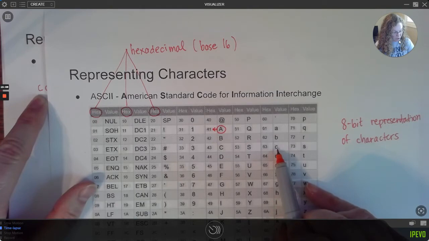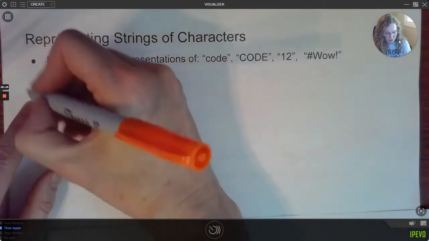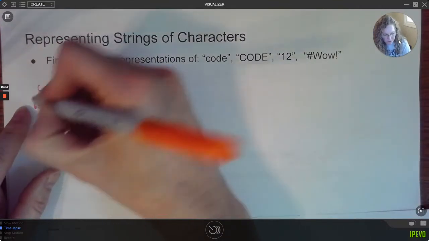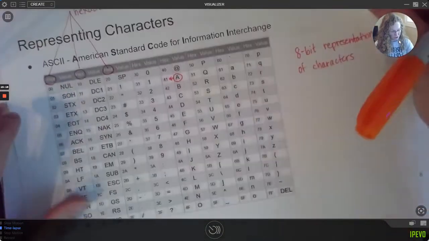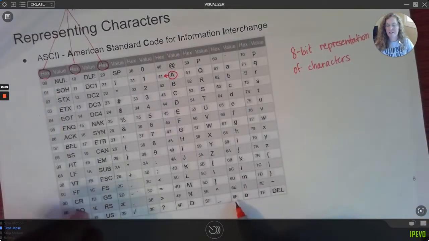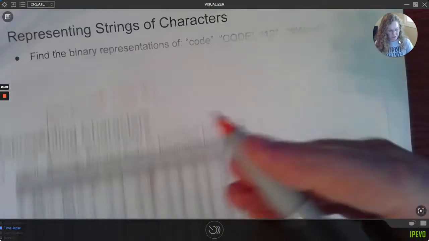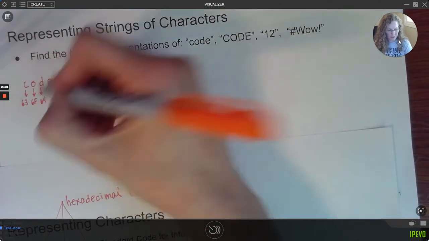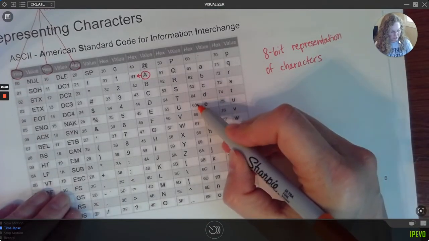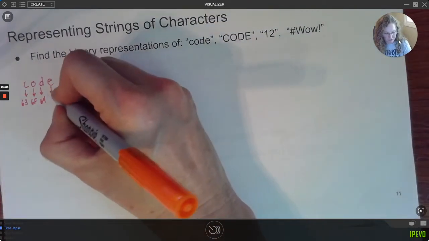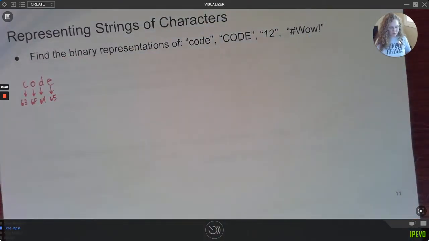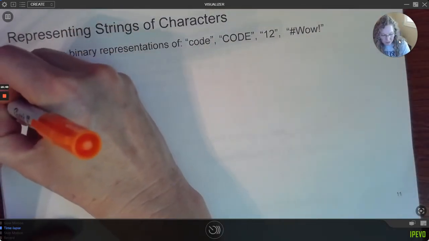So we would want the 8-bit representation for lowercase c. Well, here they give us the hex value. So C is a hex 6-3. So this is going to be 6-3. The lowercase o is 6F. The lowercase d is 6-4. And E comes right after D. It is 6-5. Okay, so that would be the hex representation. So this is in hex.